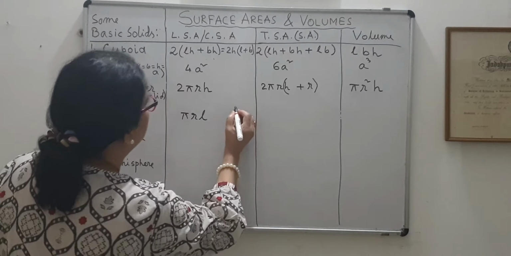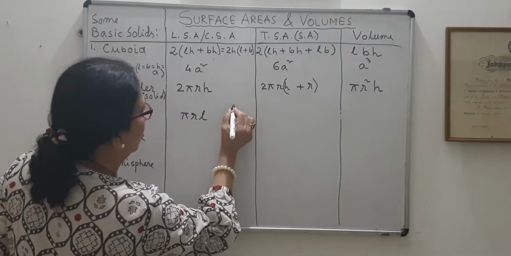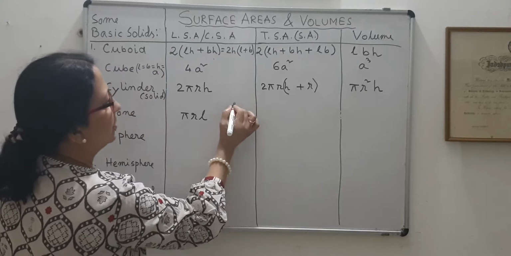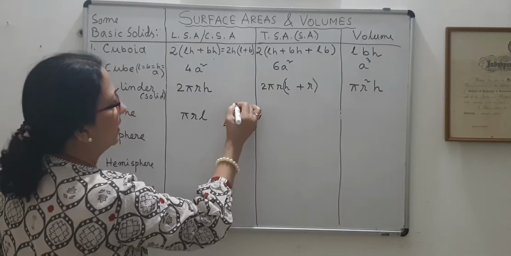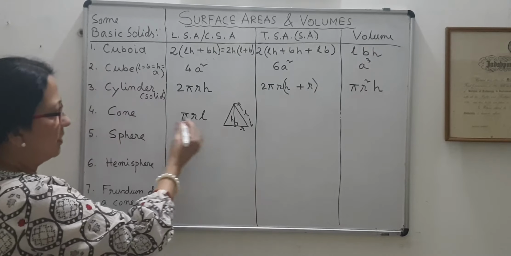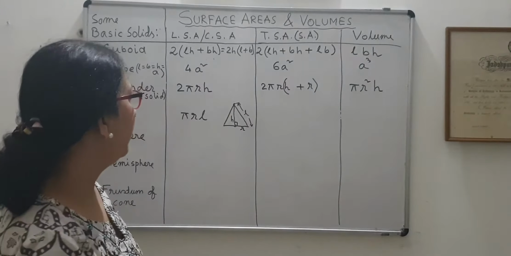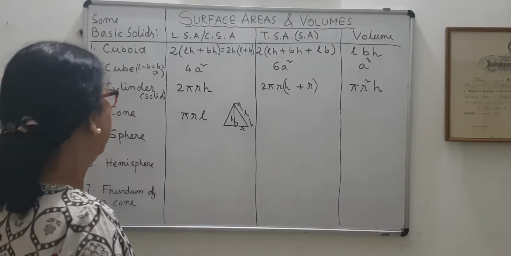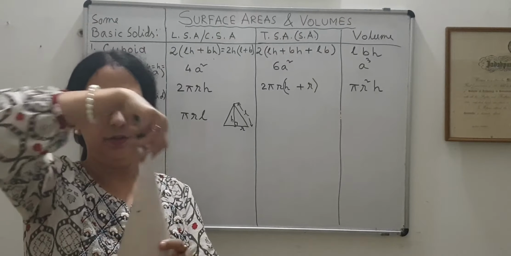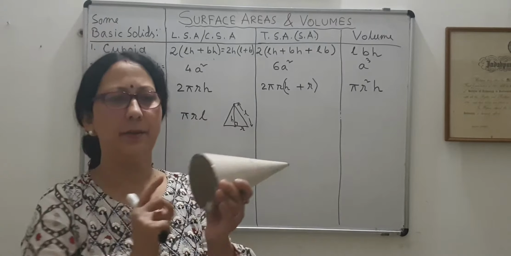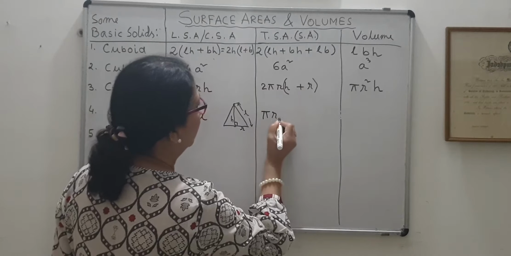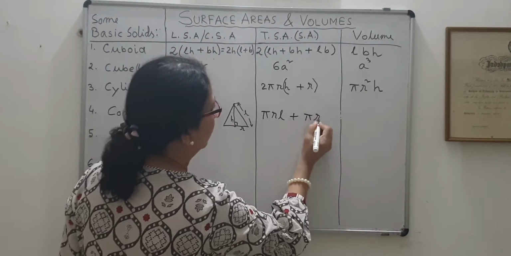the slant height. Let me draw the figure here. So this was the center of the base. This is 90 degrees, so right cone, this is the vertex. This is your h, this length is the slant height L, and this is the radius. So then it is pi r L. So the curved surface area is this side area, only this one. So total surface area will be this curved surface area plus this base area.